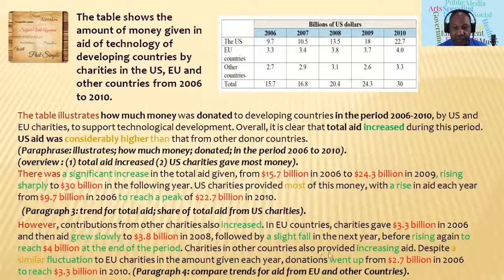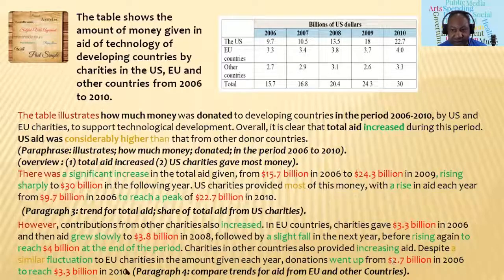Charities in other countries also provided increasing aid. Other countries, 2.7, 3.3, increasing, correct. Despite a similar fluctuation to EU charities in the amount given each year, donations went up from 2.7 in 2006 to reach 3.3 billion in 2010. So it went up and up, with a slight decrease, same as this.